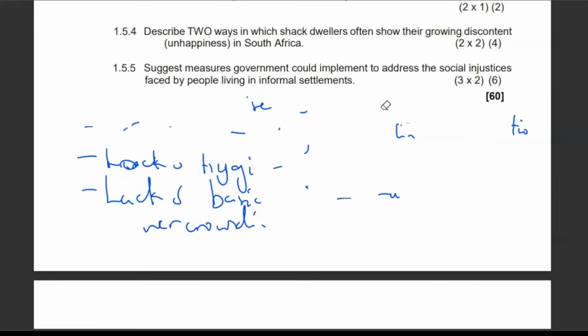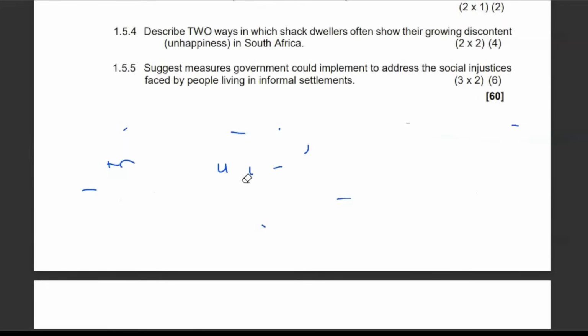Moving on to the next question. The next question is saying, describe two ways in which shack dwellers often show their growing discontent or unhappiness in South Africa. People staying in the informal settlements, they are not happy with their way of life and they have to show their discontent. How do they show that they are unhappy with the living conditions in the informal settlement? That is the question. How do they point out their dissatisfaction with the conditions? Right. We can look at protest action.